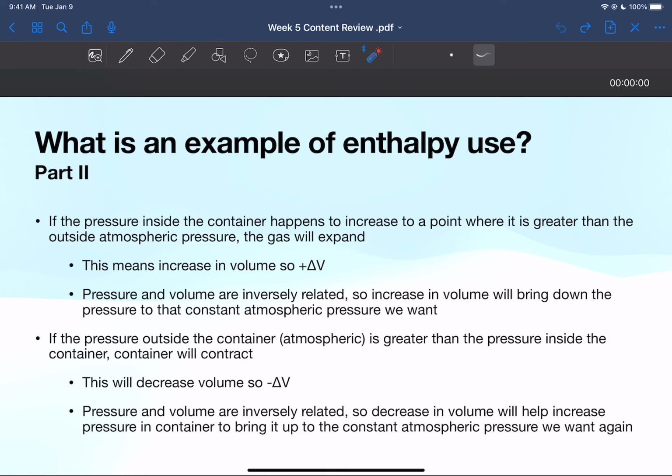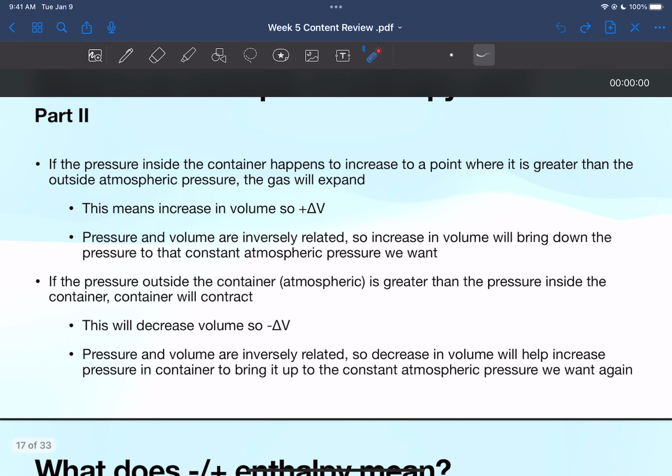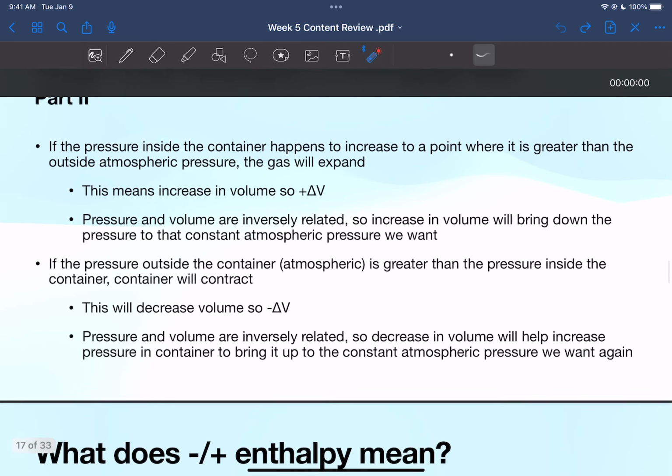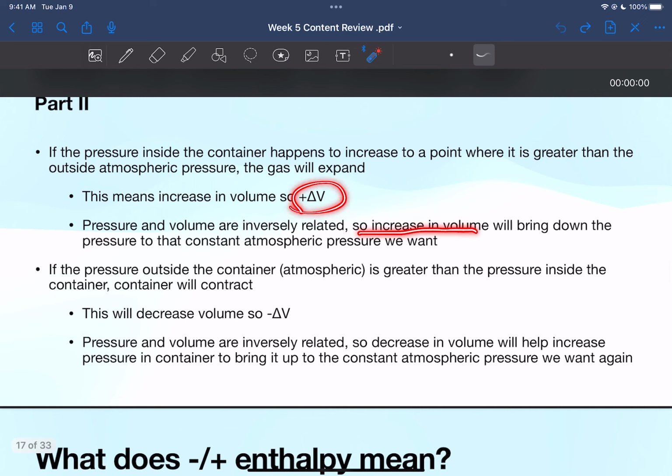Well, how do we decrease the pressure on the inside? We don't have an external machine that could adjust the pressure. But what happens is that there's an increase in volume. The molecules are pushed up on the piston. With that increase in volume, that positive delta V, we know that pressure and volume are inversely related, based on the ideal gas equation. If one goes up, the other goes down. So if we see an increase in volume, we should see a decrease in pressure, which is exactly what we want.